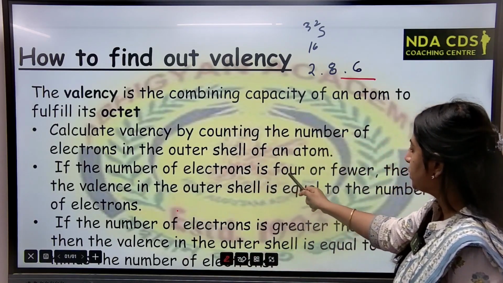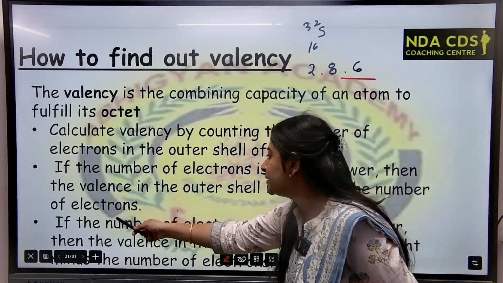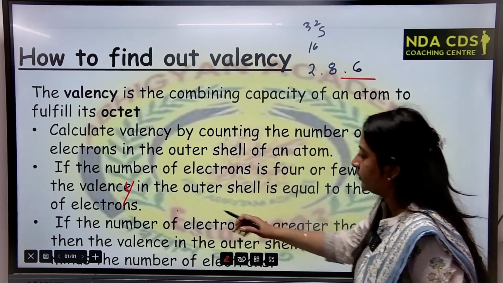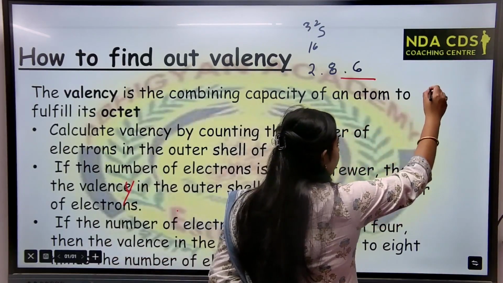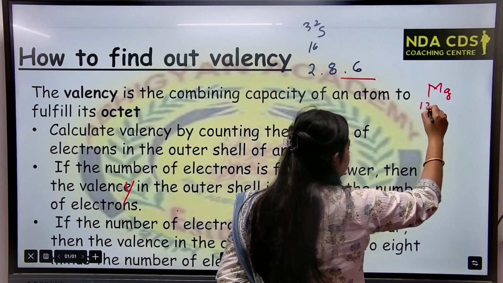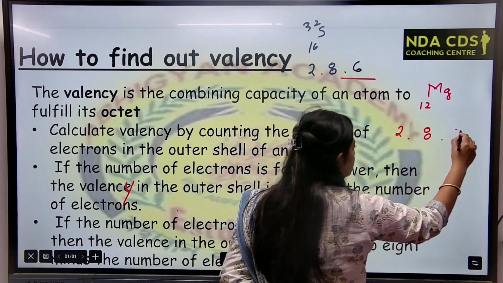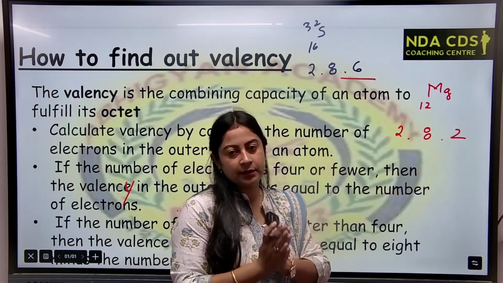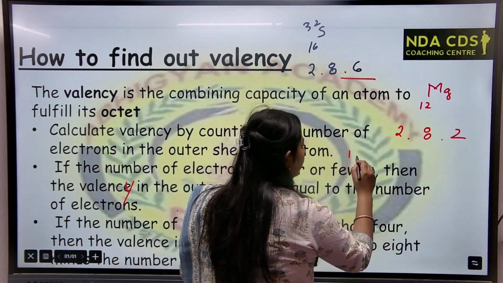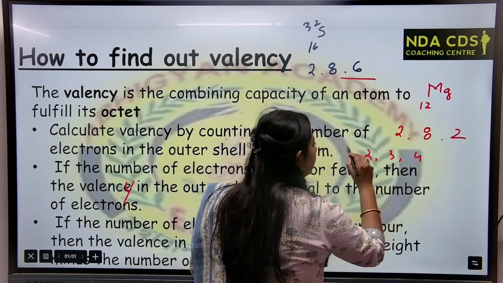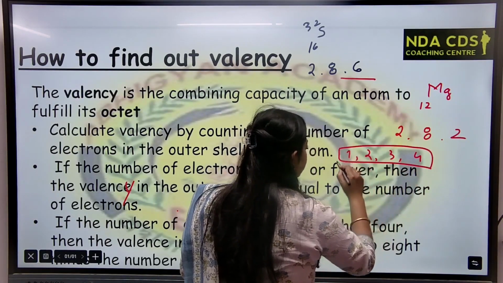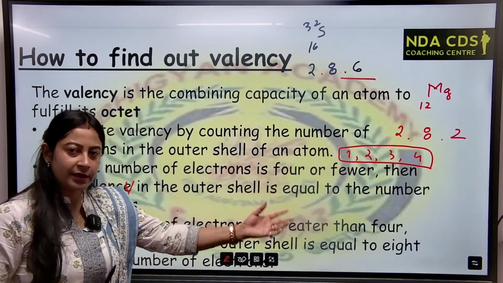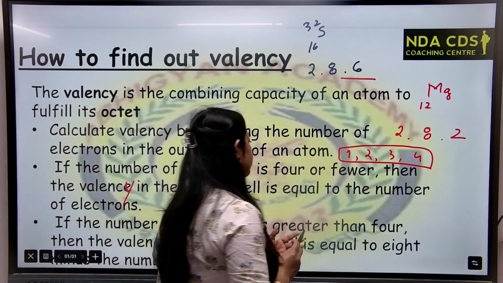Now read the next point. If the number of electrons is 4 or fewer, then the valency in the outer shell is equal to the number of electrons. मतलब जैसे कि सोडियम, जैसे कि मैग्नीशियम को ही पकड़ लो, मैग्नीशियम को कंसीडर करो, is a 12, 2.8.2. This is the configuration. So it has 2 electron, right? So its valency will be 2. तो इसको ऐसे याद कर सकते हो अगर आउटर मोस्ट शेल पे 1 इलेक्ट्रॉन है, 2 इलेक्ट्रॉन है, 3, 4 है, then that is going to be its respective valency. If the number of electron is 4 or fewer then that is going to be their respective valency.